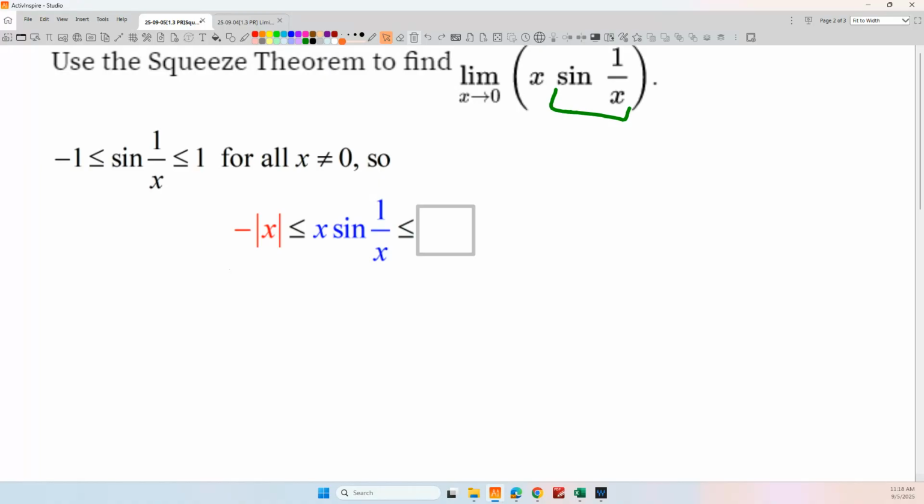We want to retain the same inequality relationship between all three parts of this compound inequality. So we'll multiply everything through by the absolute value of x. So I could put absolute values around this. Should, probably.